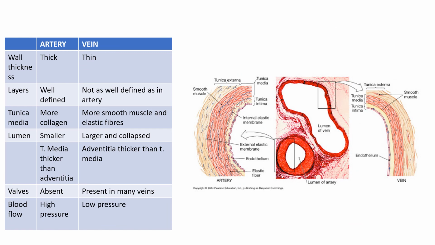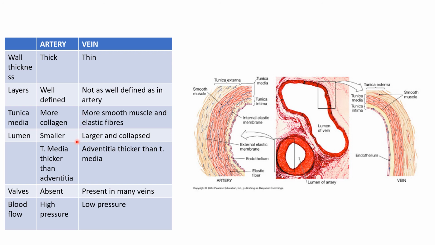The differences between the arteries and the veins. As far as histology is concerned, the arteries have a much thicker wall compared to a vein. All the three layers, that is the tunica intima, media and adventitia, are well defined in the arteries. They are not as well defined in case of veins. The tunica media of an artery contains more of smooth muscle and elastic fibers. The veins have less of smooth muscle and elastic fibers and more of collagen in this layer.